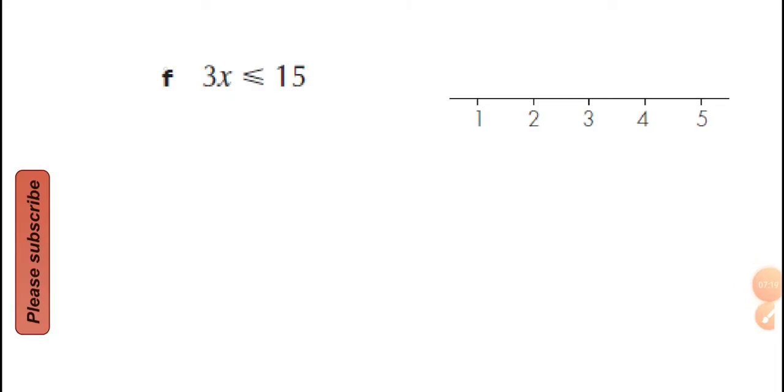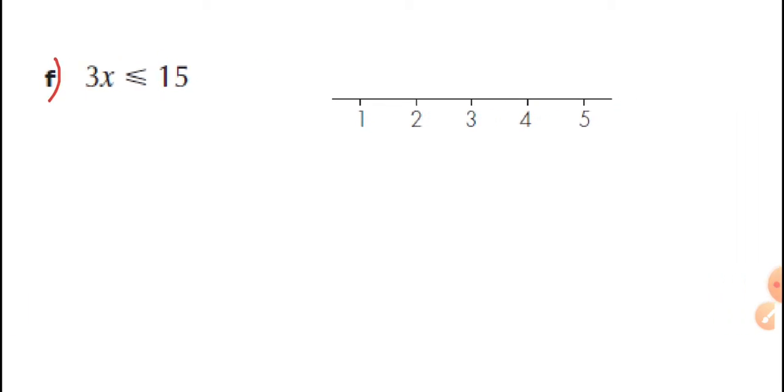Question F now. So we want the x by itself. So because we want the x by itself, we have to divide both sides by 3. So to get rid of the times 3 here, we have to divide by 3 on the left, so we'll have to divide by 3 on the right as well. You have to do the same thing to both sides. Whatever you do to the left, you'll have to do the same to the right. So on the right hand side, 15 divided by 3 is 5. On the left hand side, the times 3 and the divide 3 cancels out, leaving with just x. So x is equal to or less than 5.